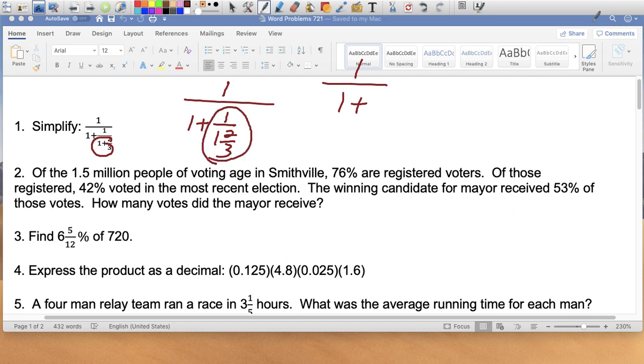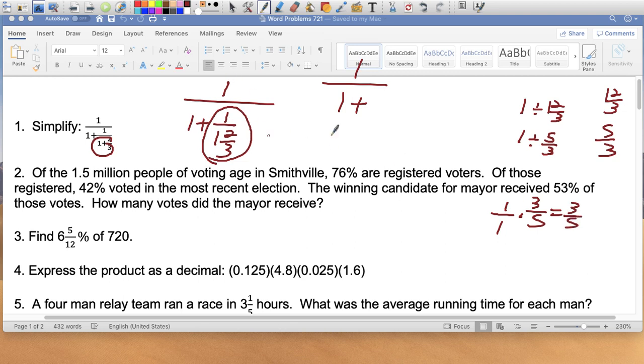Just for 1 and 2/3, FYI, 1 and 2/3 is the same thing as 5/3, right? So it's going to be 1 divided by 1 and 2/3, which is the same thing as 1 divided by 5/3, which is the same thing as 1 over 1 times 3/5, right? And that just gives you 3/5. So that whole thing is 3/5. Now I can simplify this much better. 1 plus 3/5 is simply, now write the new fraction, 1 and 3/5.